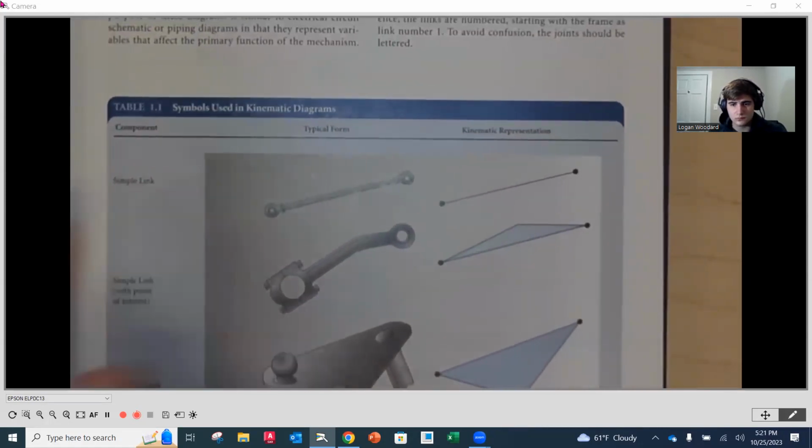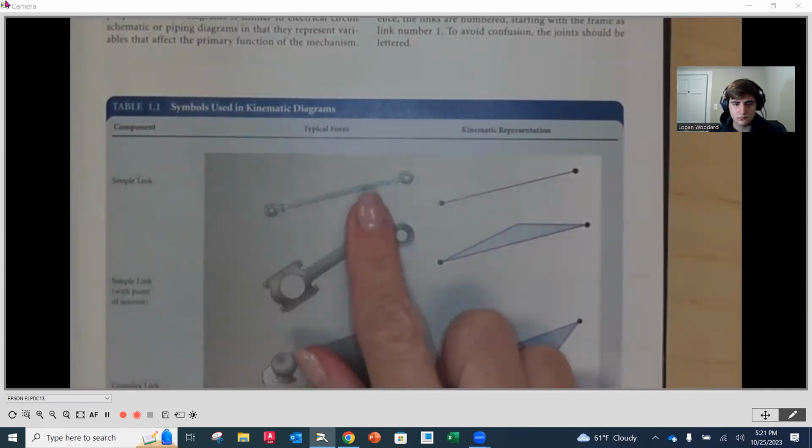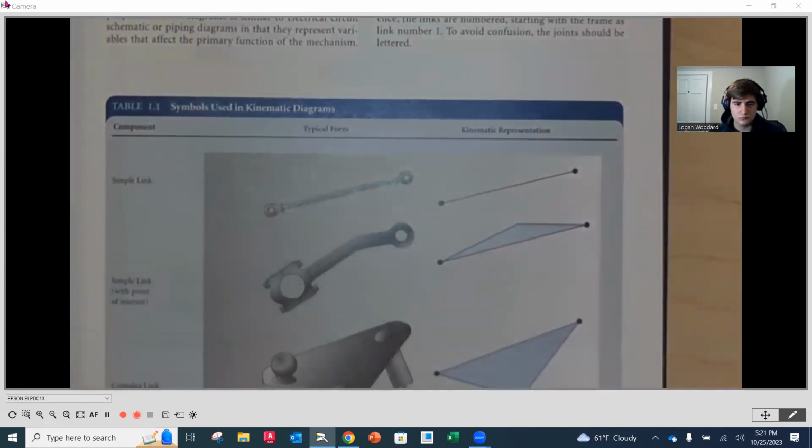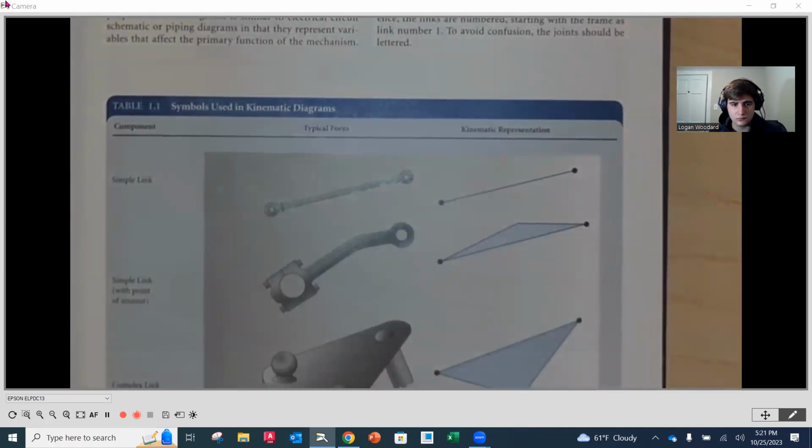First of all, a simple link. As we learned earlier, a simple link is going to be a member that just has 2 connection points to it. Many times a simple link is going to be just a straight member like we see here. To represent that in a kinematic diagram, we are going to simply draw a straight line with 2 joints on either end. The primary joints, if it's a pin joint as we see here, are just going to be a dot with a filled in circle.